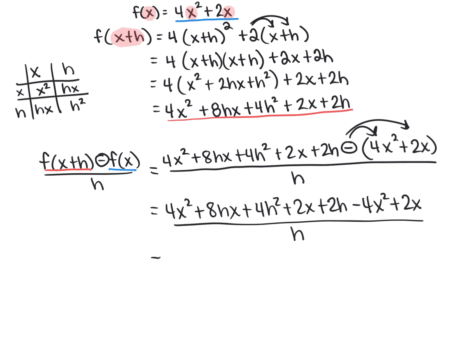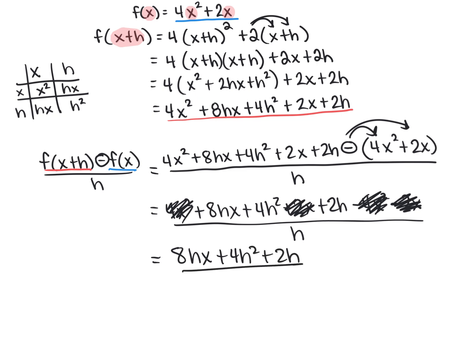And at this point again, you have nice things that'll happen. You have 4x squareds will cancel, and then I forgot my negative sign. My apologies for that mistake. That should have been a minus sign. And then your 2x and negative 2x will cancel. So we have 8hx plus 4h squared plus 2h, and we're dividing that by h.